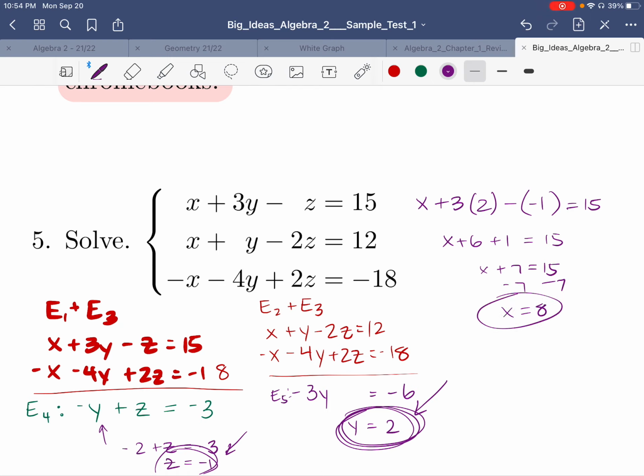What this does, it gives us all three of the values we needed. What I encourage my students to do is write the ordered triple. That means we're going to write the x first, because alphabetically it is the first letter. We're going to put the y second, because alphabetically the y is the next letter after x. And then we're going to put the negative 1 because z, which is negative 1, is the last letter in the alphabet. So we go alphabetically x, y, z, and this is our answer for question number 5 on the sample test.